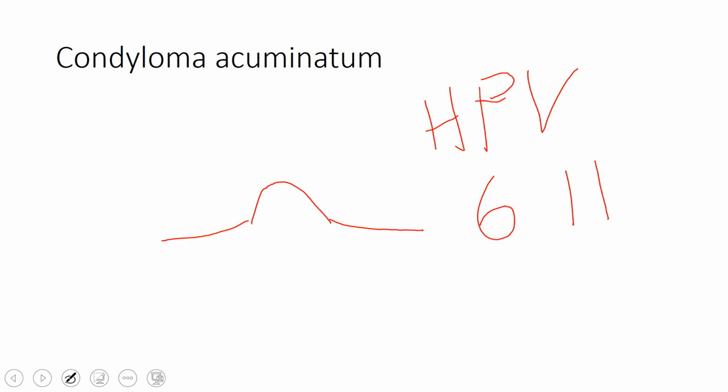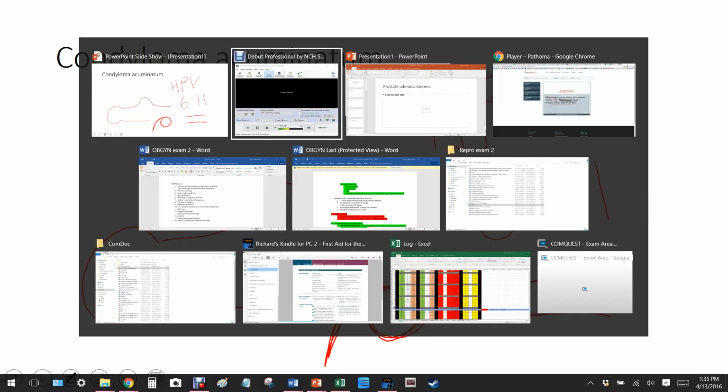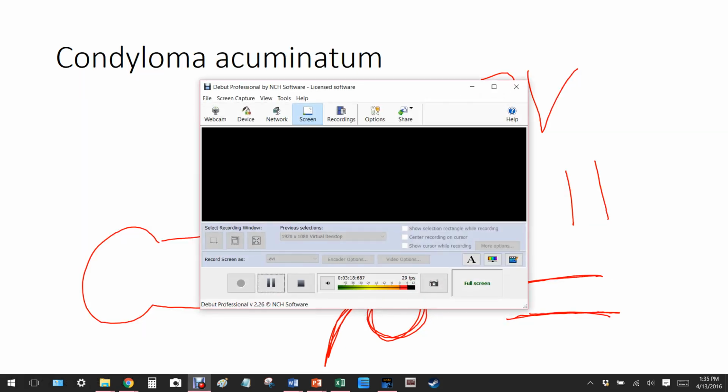So maybe what you could think of is, let's see, the 6 kind of looks like a testicle and a scrotal sac, to help you remember the 6. And then the 11 kind of looks like the shaft of a penis, okay? So remember 6 and 11 for genital warts, or condyloma acuminatum. The word they really like to use there is koilocytic change, and I should show you really quickly what that looks like.